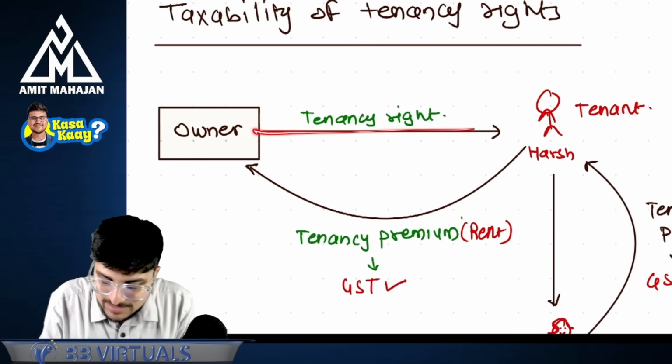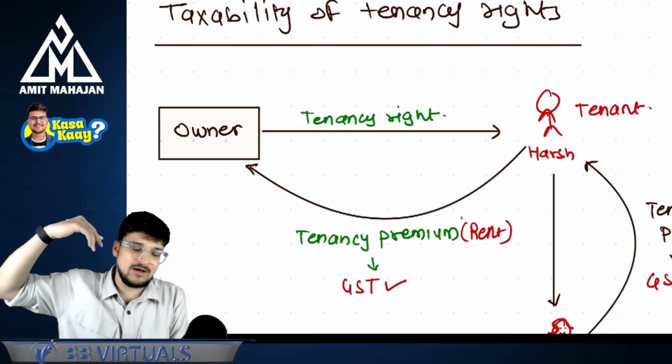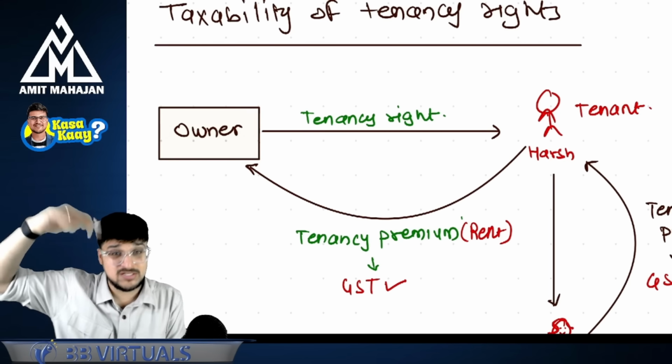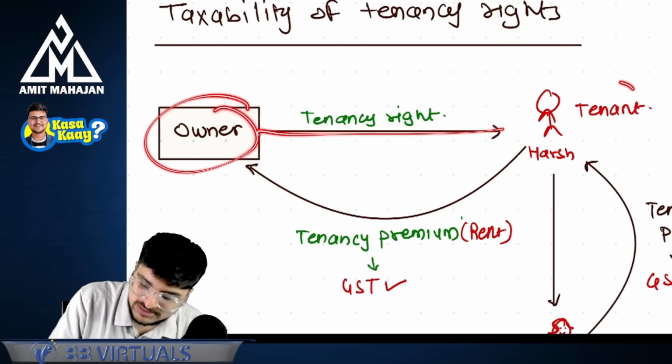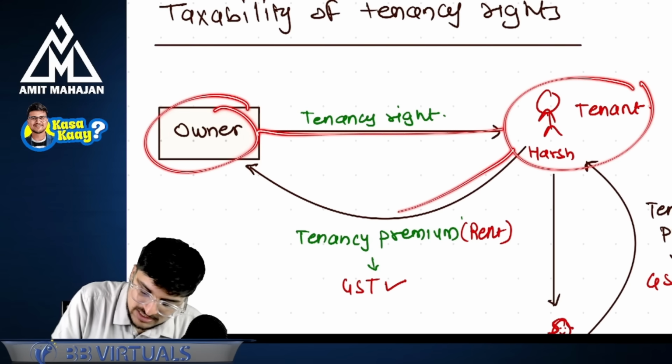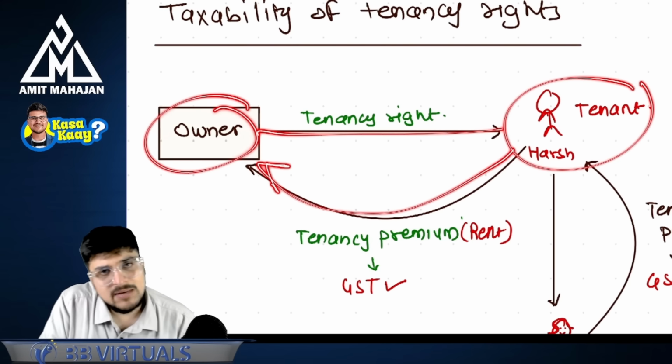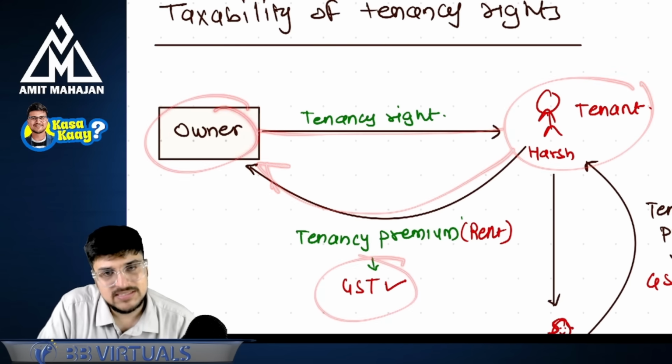See, tenancy right is usually for a higher period, which means 30 years, 40 years, 50 years. Correct? So the owner is giving the tenancy right to this tenant, that is Harsh, and Harsh is paying some kind of rent. Will there be any GST on that? Yes, there will be some GST.